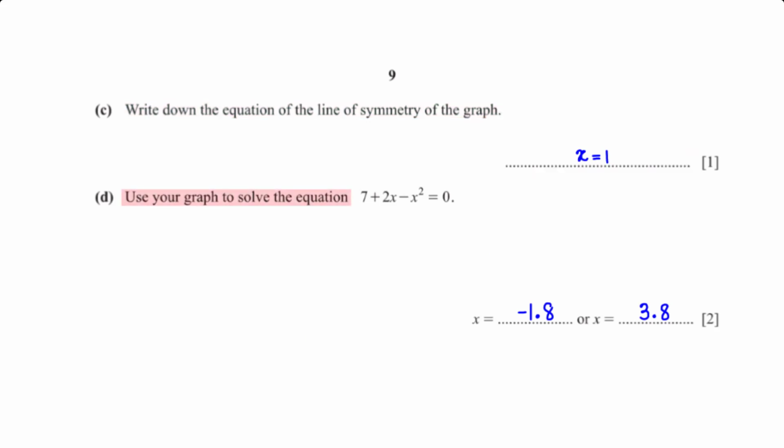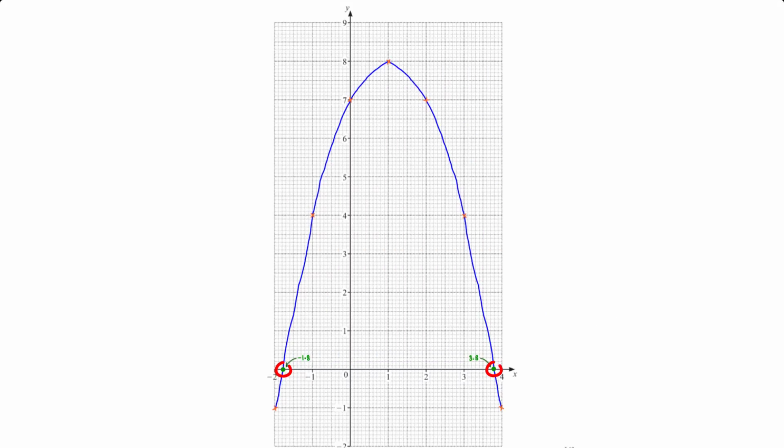Use your graph to solve the equation 7 plus 2x minus x squared equals 0. In other words, we are to find the x-coordinate of the intersection point between the graph of 7 plus 2x minus x squared and the line y equals 0, which is the x-axis. On the grid, we see that the x-coordinates of these points are -1.8 and 3.8.